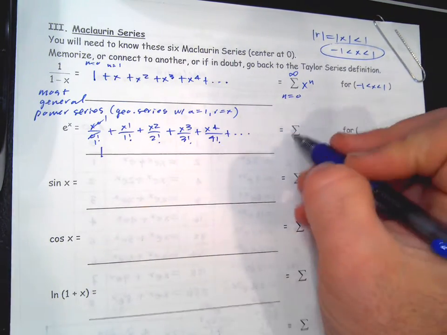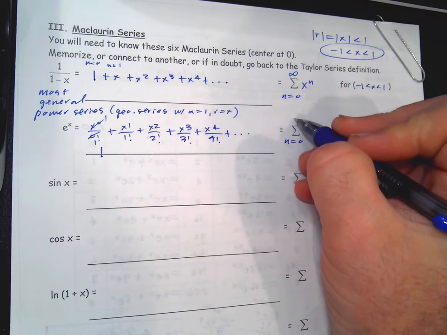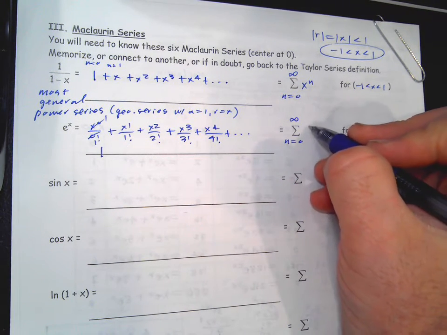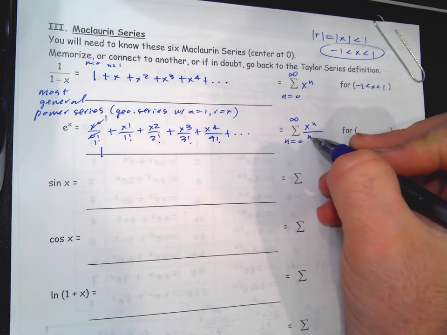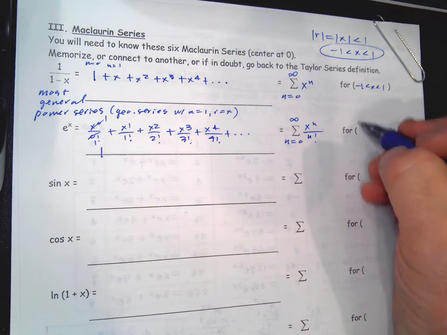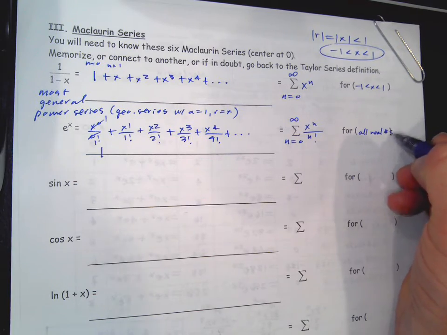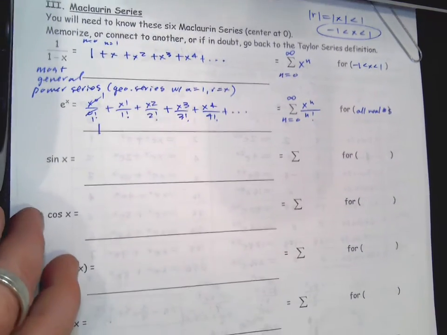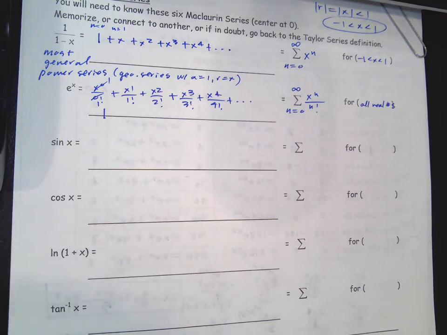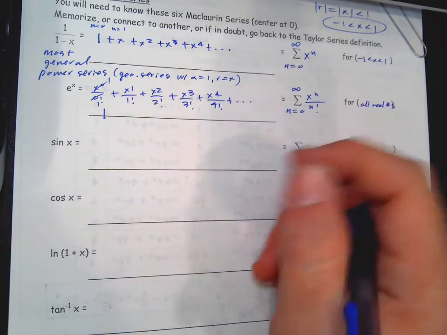Memorize it, okay? We're not going to want to try and recreate that one. It's going to be x to the n over n factorial. It actually converges for all real numbers, which is kind of a surprising result, but we're not going to get into that now. We'll talk about convergence and intervals of convergence more next chapter.